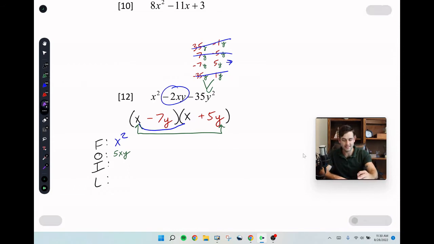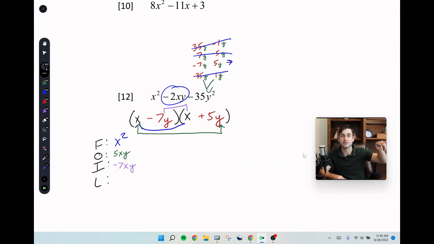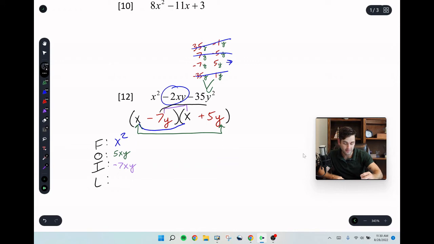Inner, that's the inside of the sandwich. Boom, boom, boom. And we got -7xy. That's kind of cool. And then last, what color haven't I used yet? That's all the colors. Okay, we'll just do black. Last, the terms that come last in each parenthesis. So we've got -7 and 5y. Those two multiply to get us -7 times 5 is -35, and y times y is y squared.